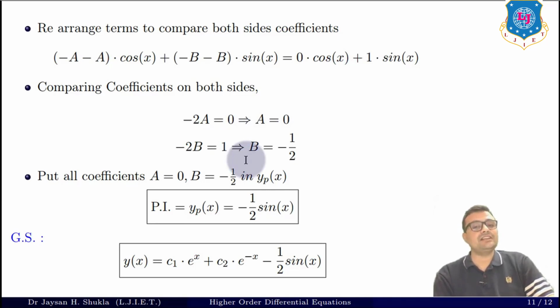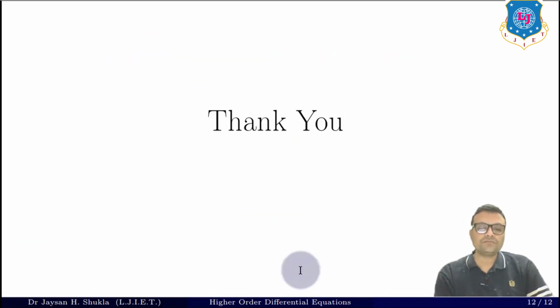Now, taking this value of a as 0 and b as minus 1 by 2 in yp, my final value of yp will be minus 1 by 2 sin x. Combining it with the complementary function will finally give me the answer. This is how the technique of the method of undetermined coefficients works.